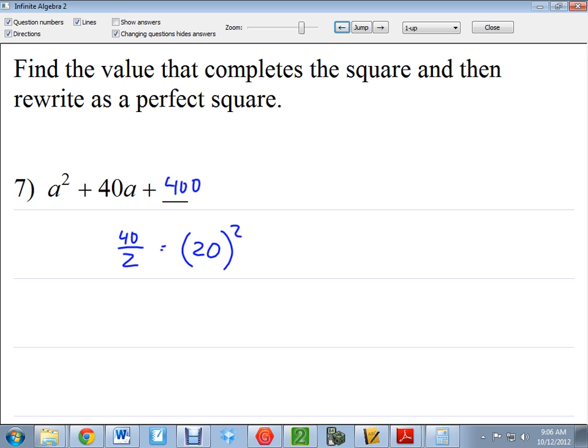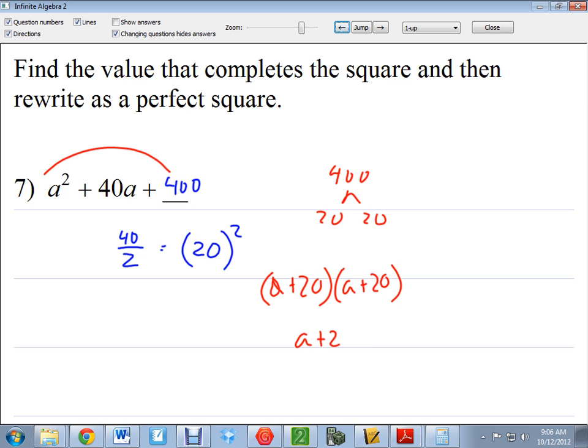Now, what I've created here is a trinomial, and I want to factor it. So two numbers that multiply to 400 and add to 40 would be 20 and 20. 20 plus 20 is 40, and 20 times 20 is 400. So this is going to factor, because I could use the shortcut, into a plus 20 times a plus 20, or we could write that as a plus 20 squared. And this is the preferred version of the answer.